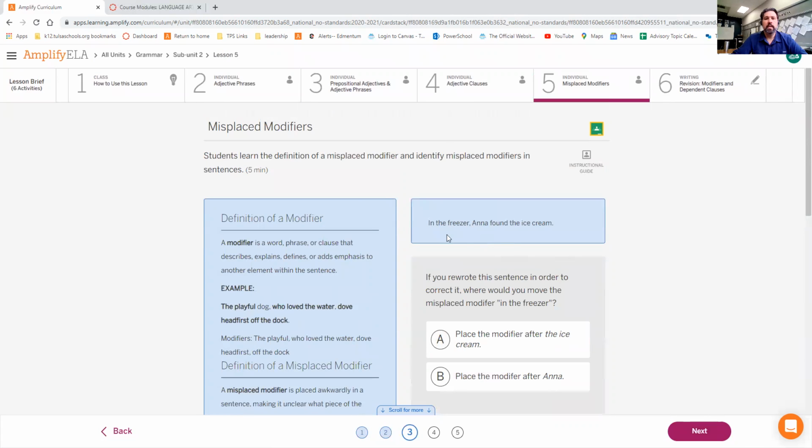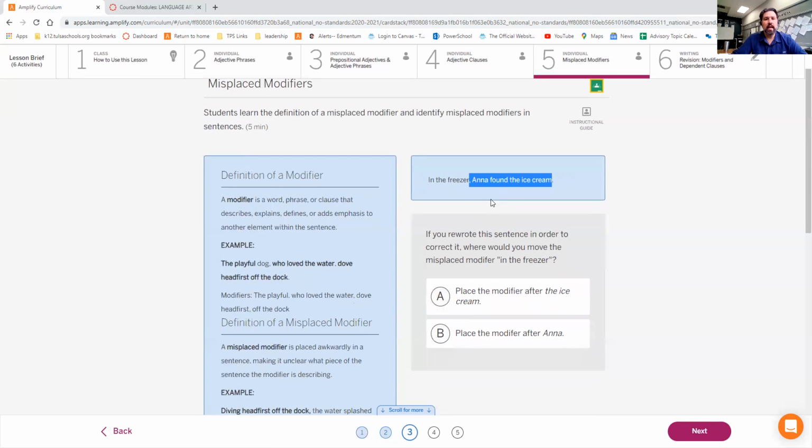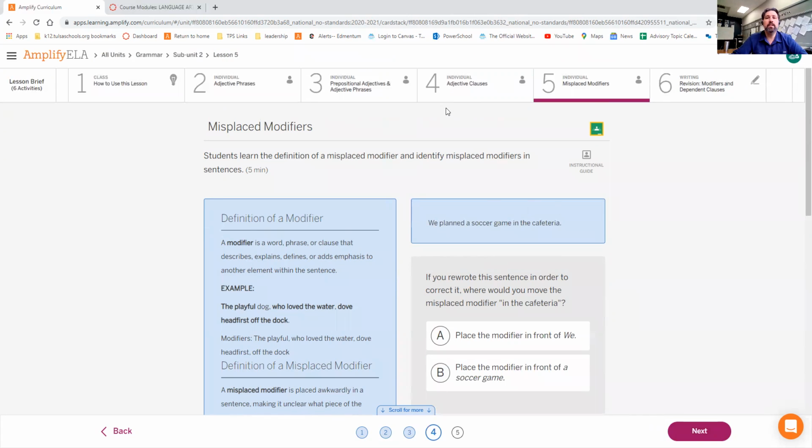Third one. In the freezer, Anna found the ice cream. See how it sounds like Anna is wandering around inside the freezer? Must be a big freezer. Is it more likely that Anna found the ice cream inside the freezer? Yeah, and that's where the modifier in the freezer should go. It should go down there. Okay, I'll let you do the last two.